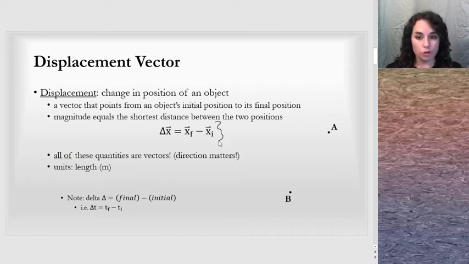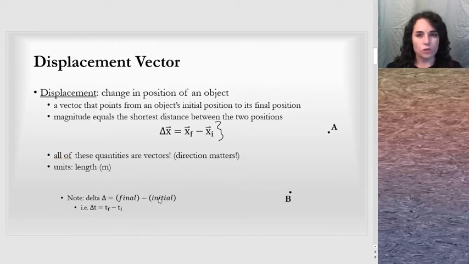This is the formal equation for it. Notice that it is a vector equation. I have the initial position vector, the final position vector, and the change. Delta always means change. That's the Greek letter delta, the lowercase. And by convention, it's always final minus initial.